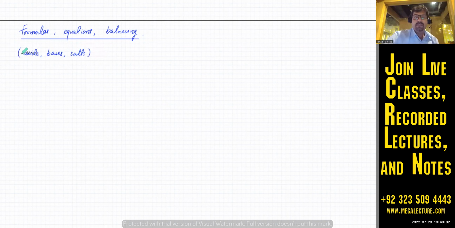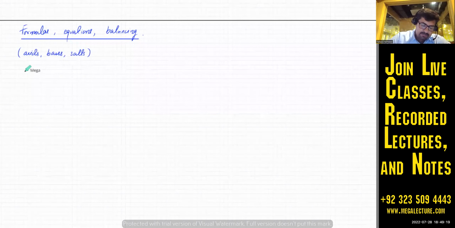Hold on a second. Hopefully everyone can see the screen. Here, acid, bases, salts. So let's start with very basic formulas. So, formulas of ionic compounds. The first one.